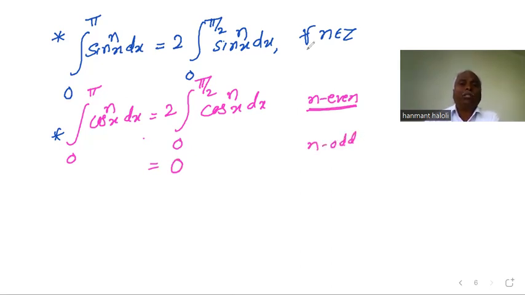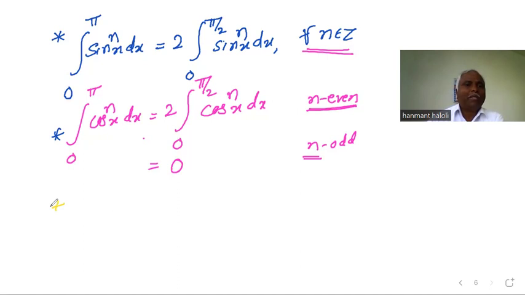For sine, for both odd or even numbers, the sine becomes 2 times integral 0 to pi by 2 sine raised to n, x dx. But cosine, for an odd number, becomes 0. And this same concept we are going to use for the combined functions, mixed functions, sine cos mixed functions. Now this we learned for pi. Now what about the next one? I'll type here with the statement.